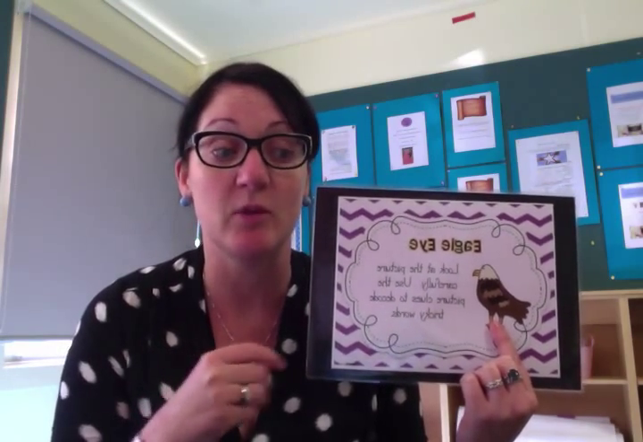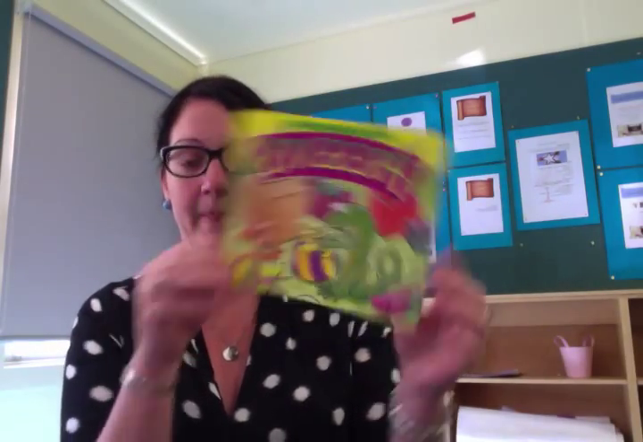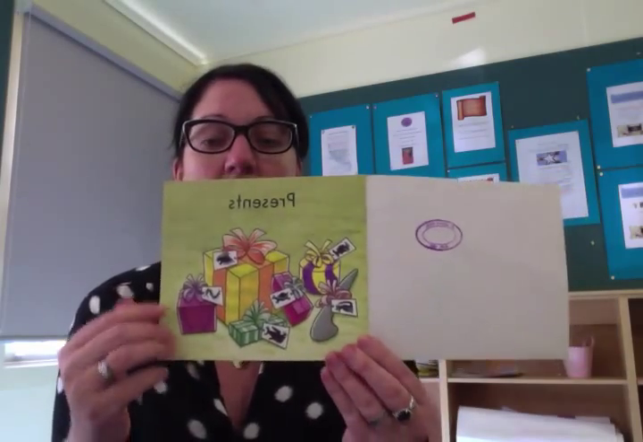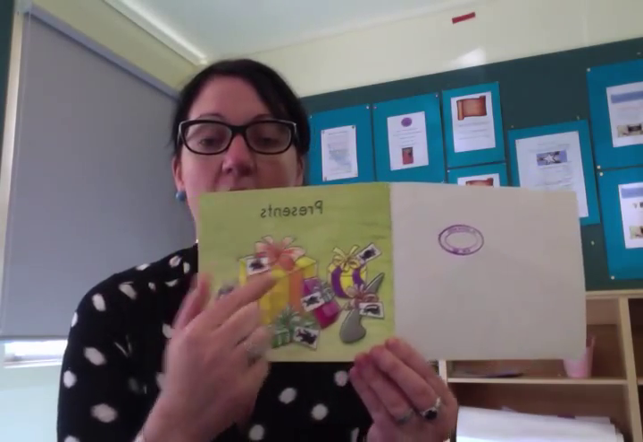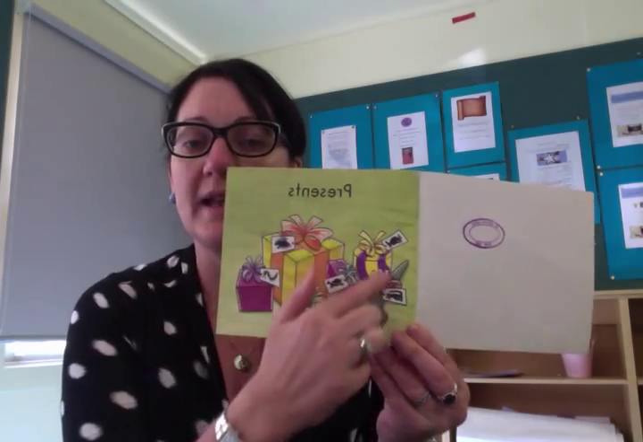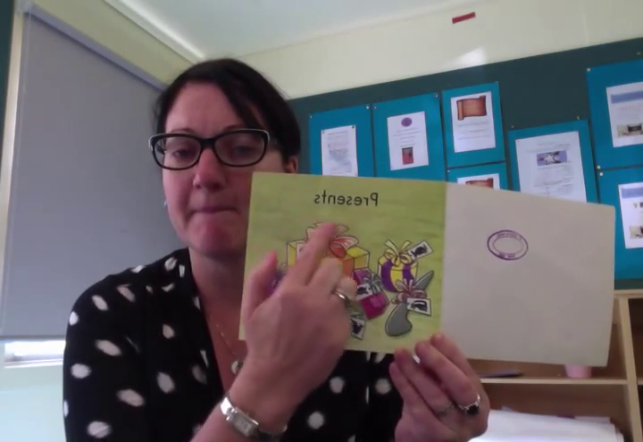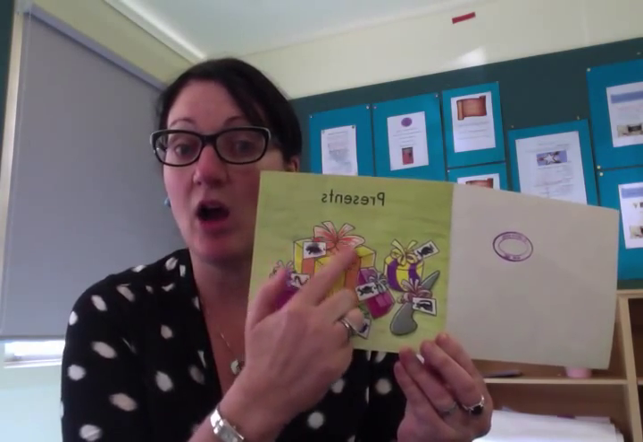Okay, so the first book I'm looking at is called Presents. If I didn't know that word there, I'll be saying to the child, what is this picture on here? What does my eagle eye tell me about what this word might be up the top here? I can see, they're presents. Excellent. That's what that word says there. It says presents.